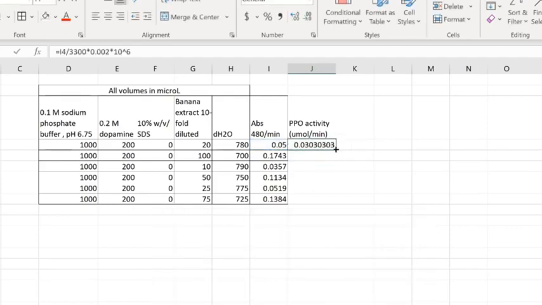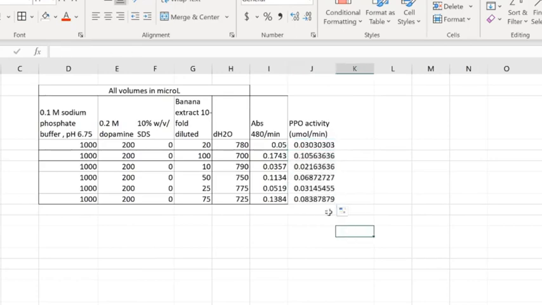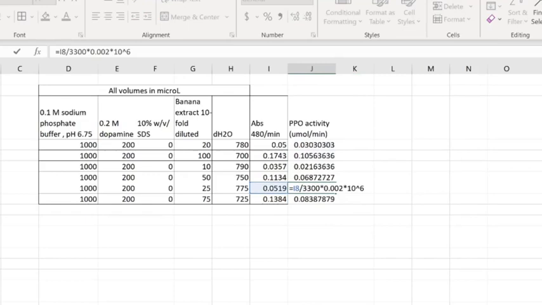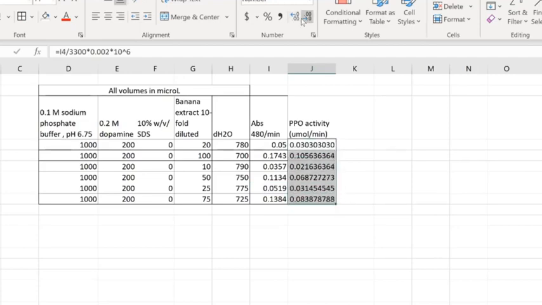So if I now pull down this formula, I can double check. And I'm always using the absorbance per minute data and then applying the very same formula. The number of digits are too many. So I'm going in this direction here.